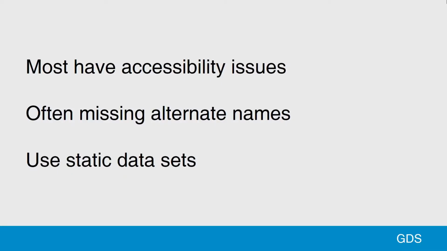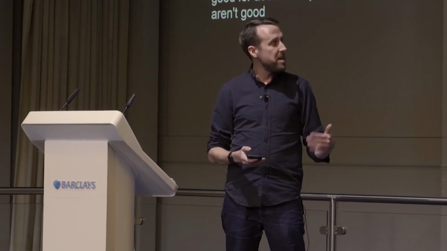What has so far mostly blocked government from using these is accessibility issues. That's one of the main things. There are some really quite nice autocompletes on the market. jQuery has one. Some of them are quite good for accessibility, but the majority aren't very good. They're often missing alternate names, so they may have some of the country names you know, but if you've got alternate names or alternate spellings, they won't have them. And the important thing we want to change is that they use static data sets.